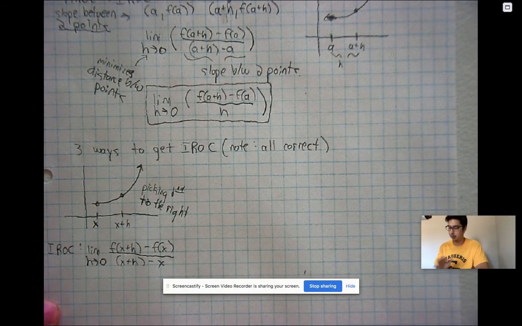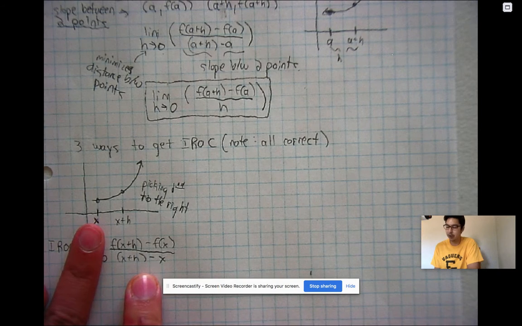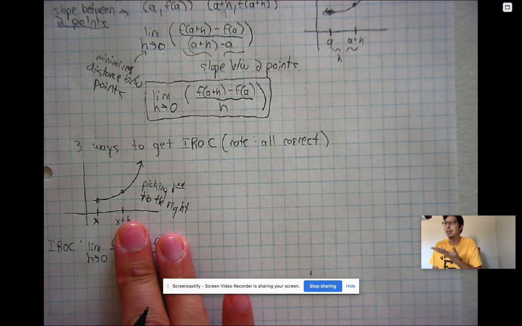So both parts are needed. You can't just have this. If you just have that, that's average rate of change. If you just have that, well, that makes no sense. The limit as h approaches 0 of what?